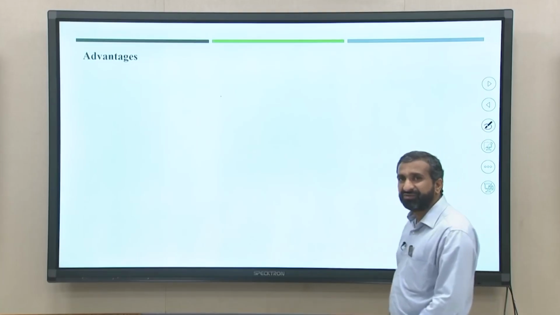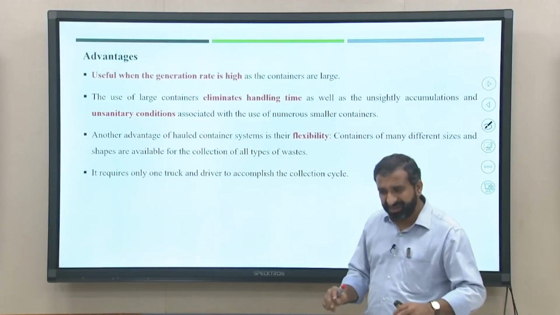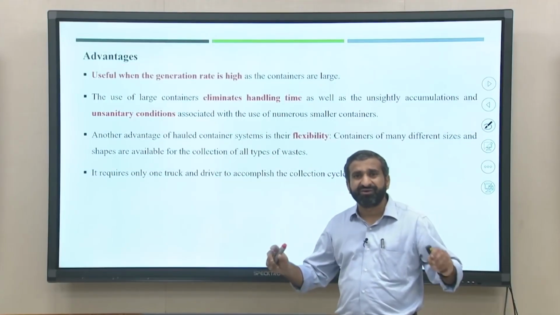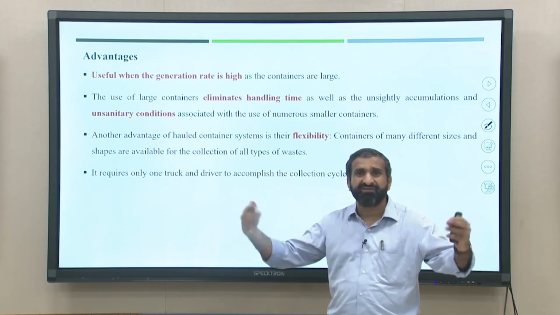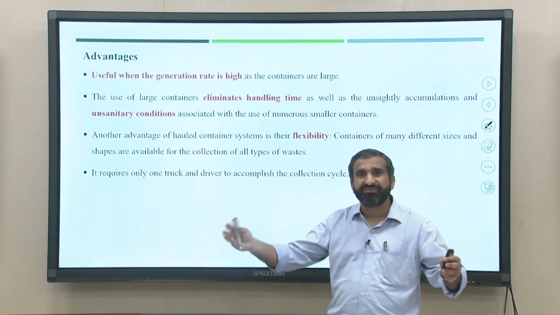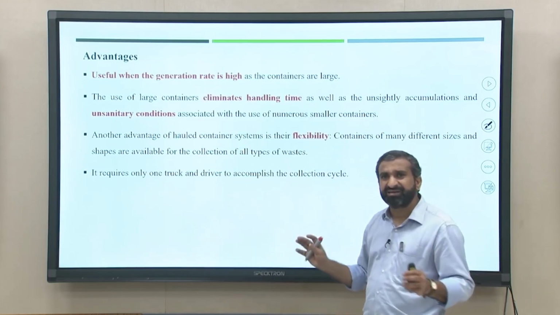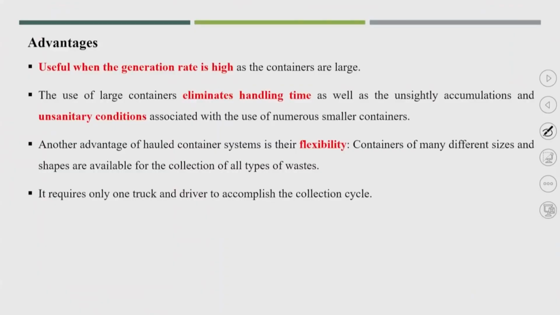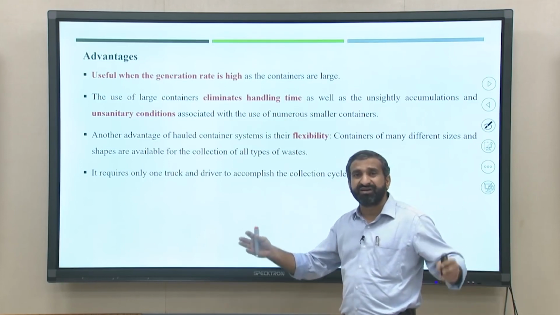Now, what are the advantages of the haul container system? As I was saying, when the generation rate is high, these kinds of collection systems are highly beneficial. If you are planning to deposit dustbins across the entire city, wherever the waste generation is high, especially in commercial or market areas, wherever vegetable markets or other markets are available, in those locations we can plan to have the haul container system, and we can have bigger size containers.